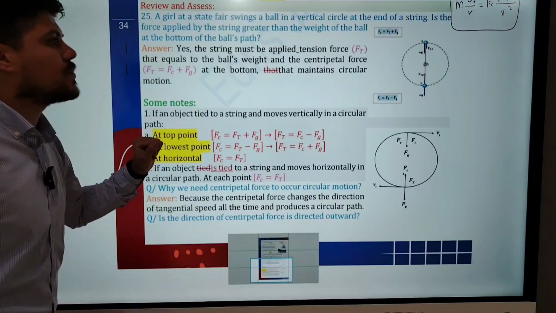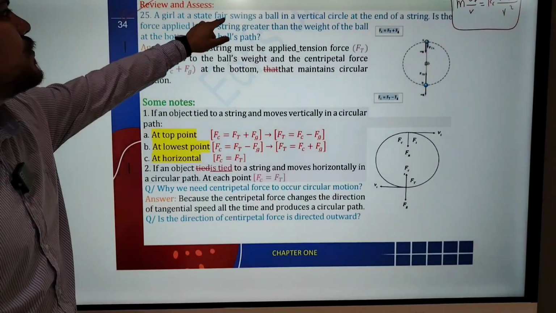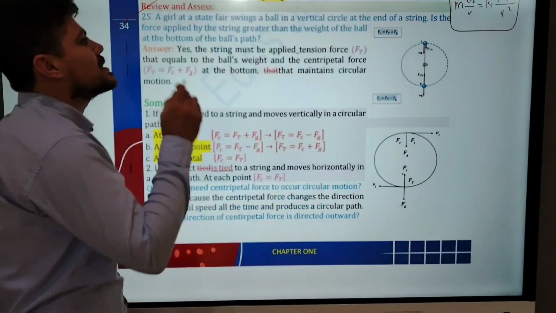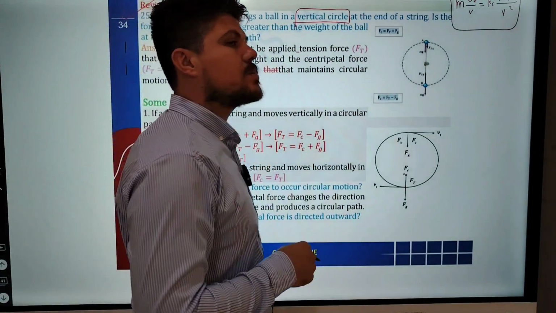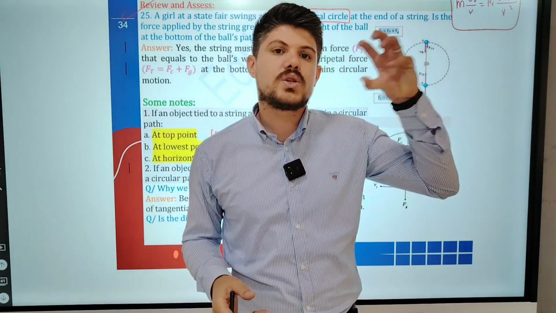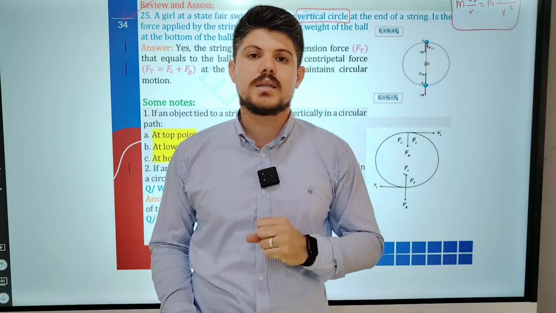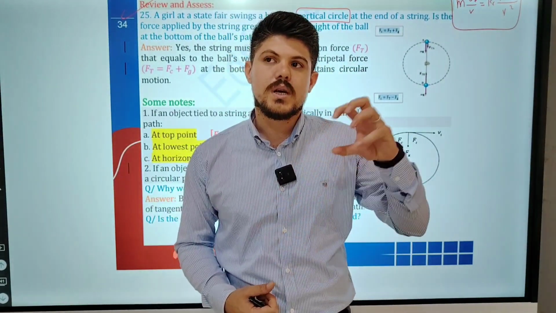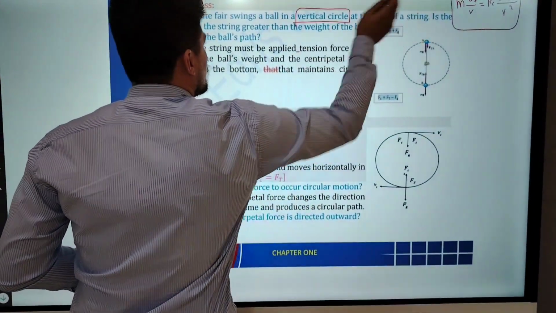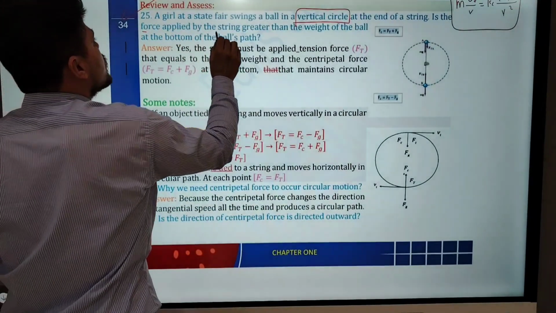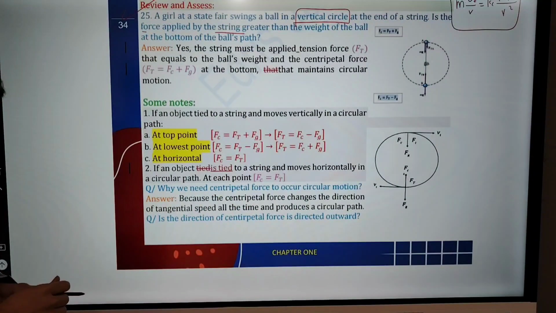Question 25, look at this question from chapter review. Very good question. Be careful. A girl at a state fair swings a ball in a vertical circle. In which path? Vertical circle. When the object is moving in a vertical circle, at the top of the path and at the lowest point of the path, there are two forces providing the centripetal force, which are the tension force and the gravitational force. Okay? At the end of a string, is the force applied by the string greater than the weight of the ball at the bottom of the ball's path?